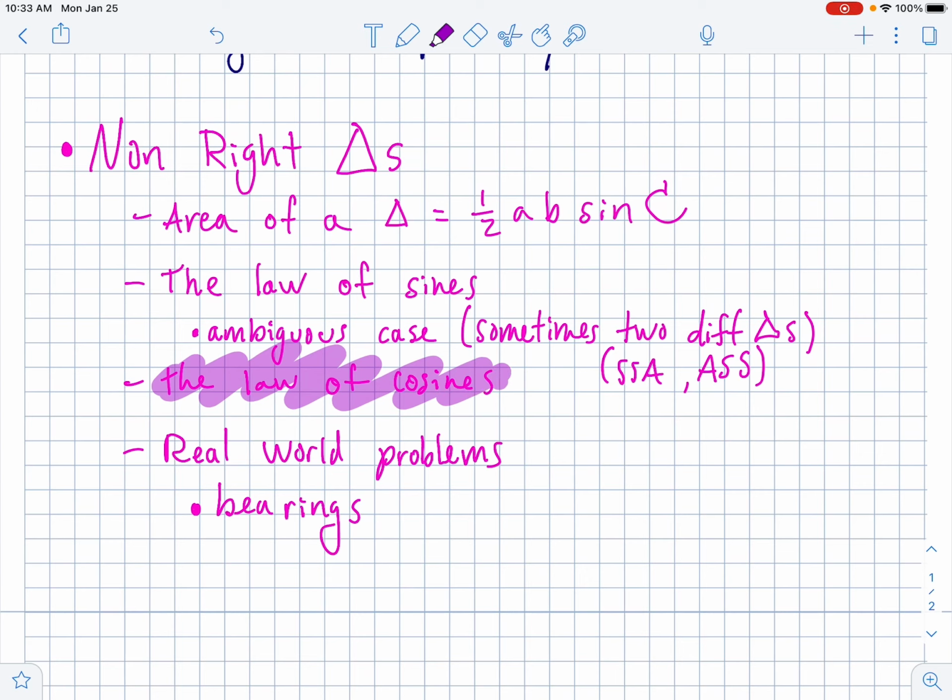Law of cosines. Remember, it's always in the form of a squared equals b squared plus c squared minus 2bc times the cosine of capital A. There are three different versions of that, but it's all just the same formula, with the letters shifted around.